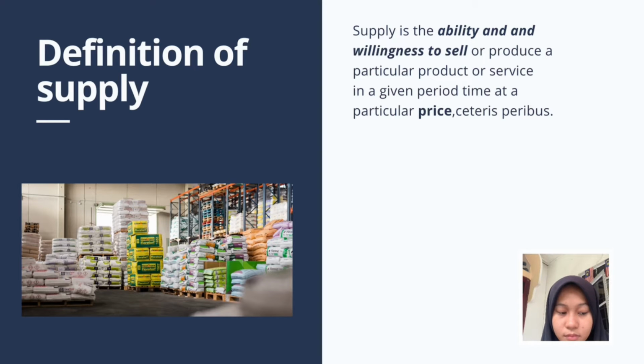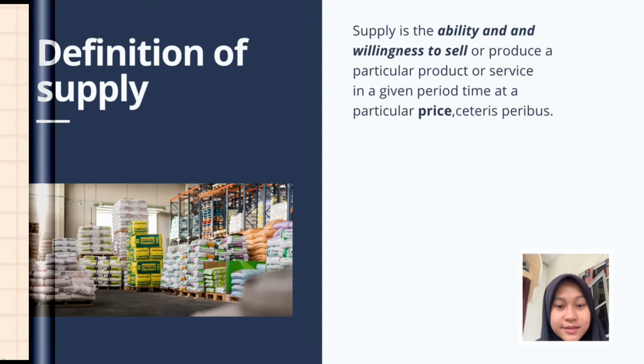In the previous topic of demand, demand is from the buyer, right? So in supply, it's from the supplier. The supplier must have the ability and willingness to sell or produce a product or service. If they only have one, supply cannot happen. So they must have both ability and willingness to sell or produce a particular product. That is the definition of supply.